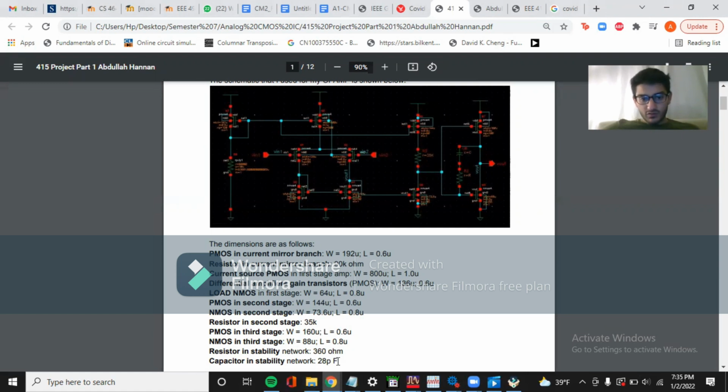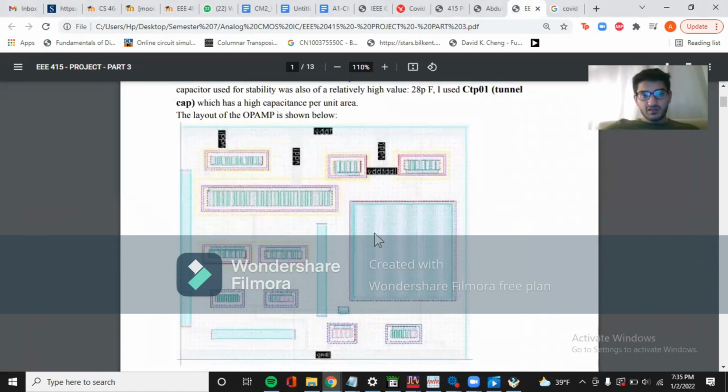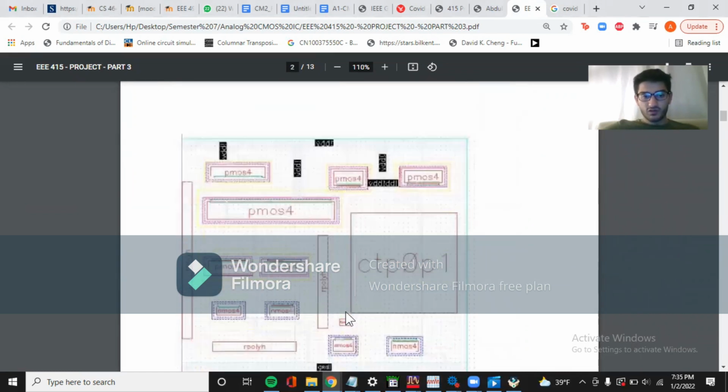As we can see, we were using a 28 picofarad capacitance, which is relatively high, and we will see in the layout that it occupies a large area as well. So this is the layout for the op amp. As I said previously, this is the capacitor occupying a lot of space. These are the resistors, and the rest of them are the transistors used.